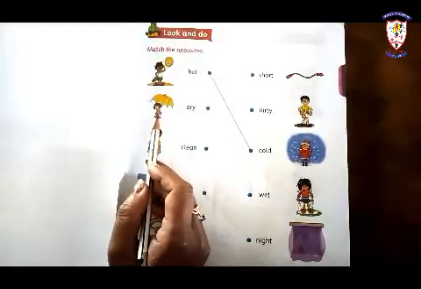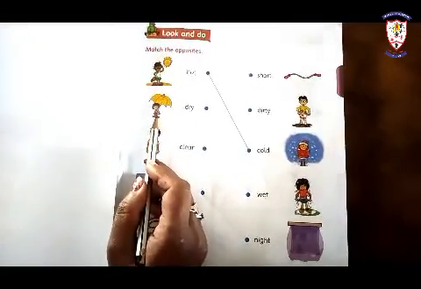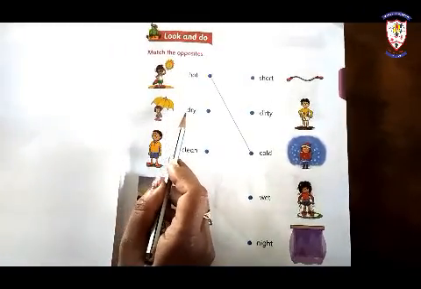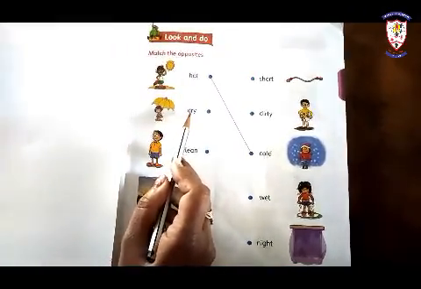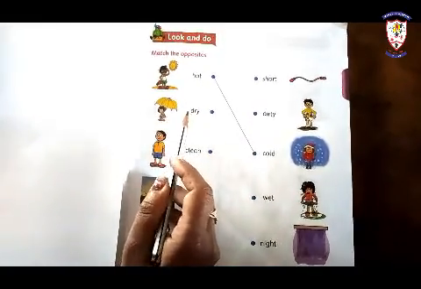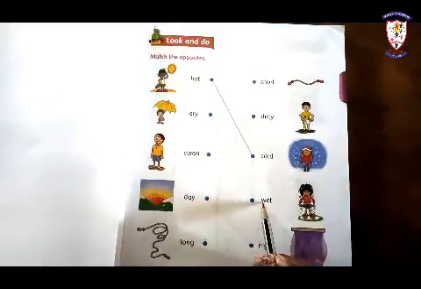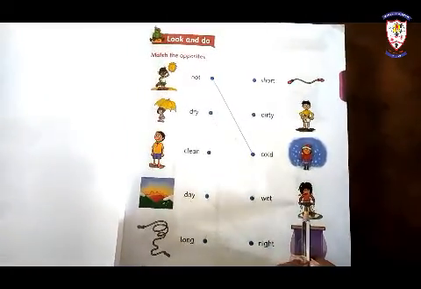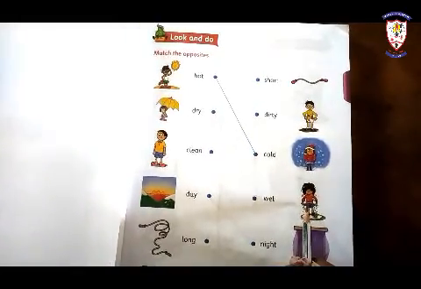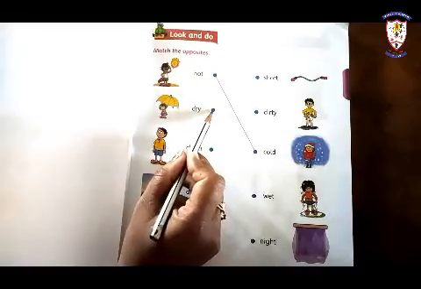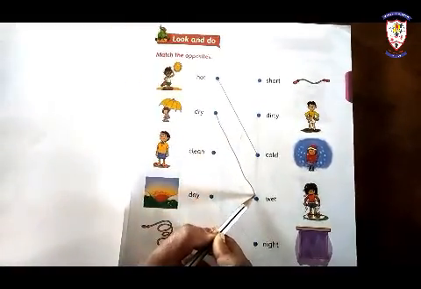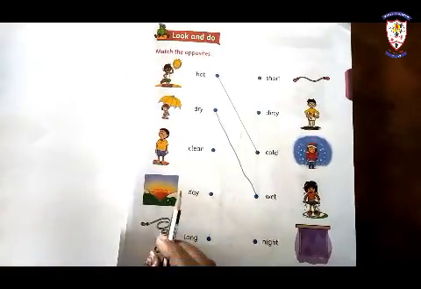Now, what is the next picture? Yes, this girl uses an umbrella in the rainy season. So, she is dry. D-R-Y, dry. What is the opposite of dry? Yes, wet. W-E-T, wet. This girl is without an umbrella. So, she is wet. So, we have to match dry with wet like this.